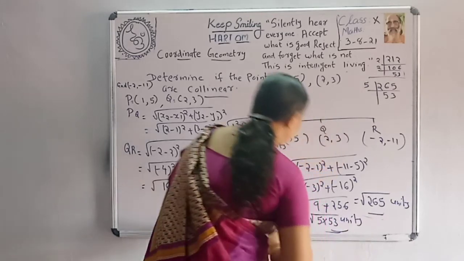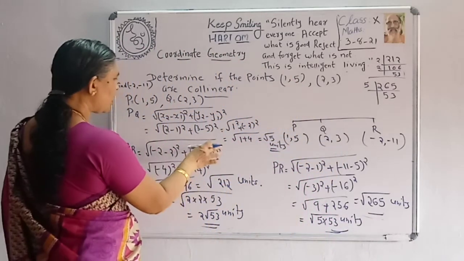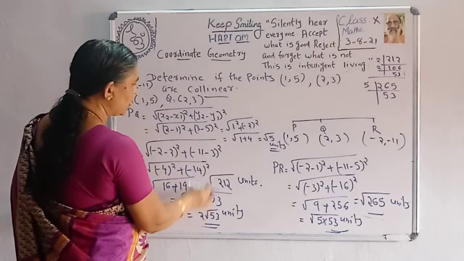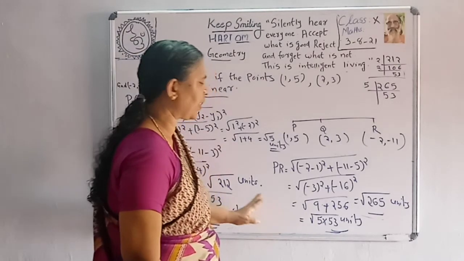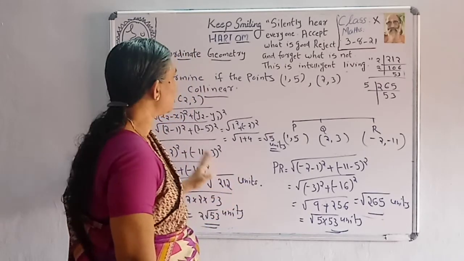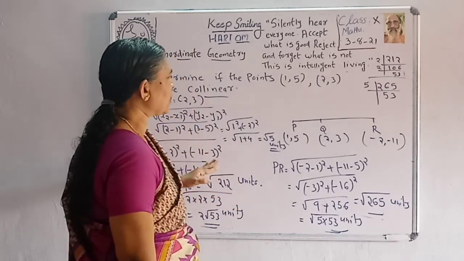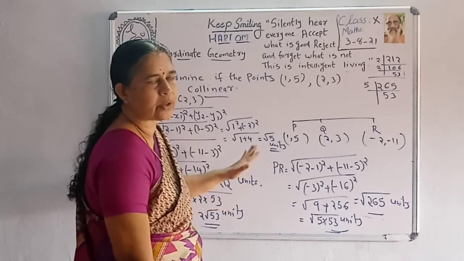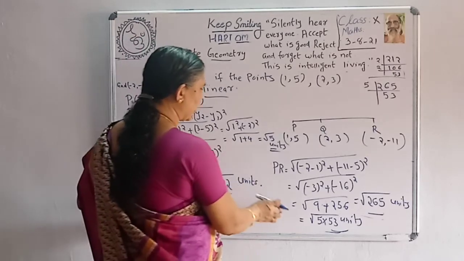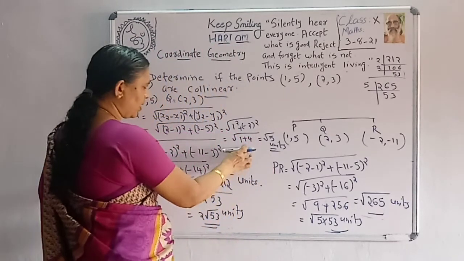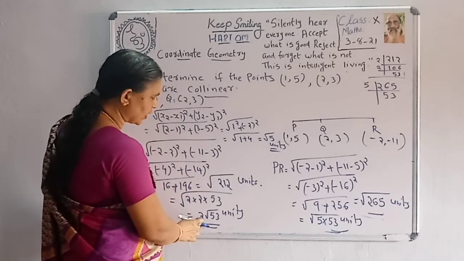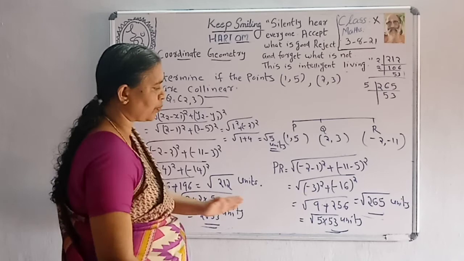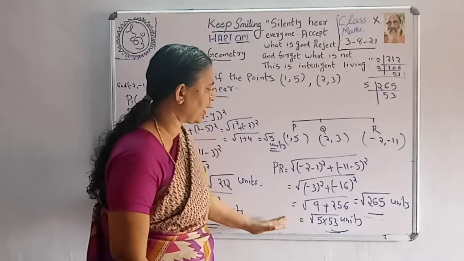Look here: root 5 plus 2 root 53 plus root of 5 into 53. We cannot add these numbers, so PQ plus QR is not equal to PR. They are not like terms. One is root 5, another is 2 root 53, and the other is root of 5 into 53. We cannot add this.